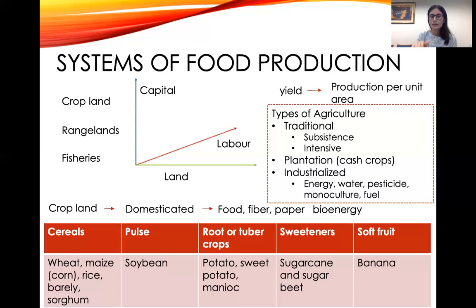And one of the things, the table that I've put, is from a Canadian book, but basically there are a few major crops that are grown on most of the croplands.